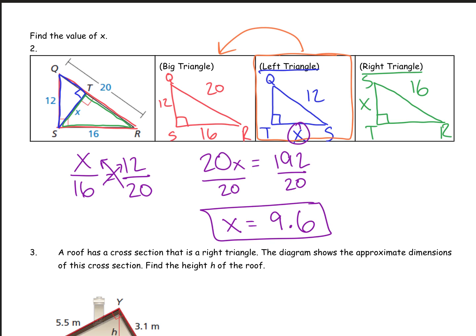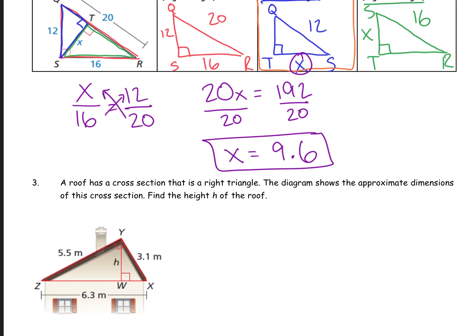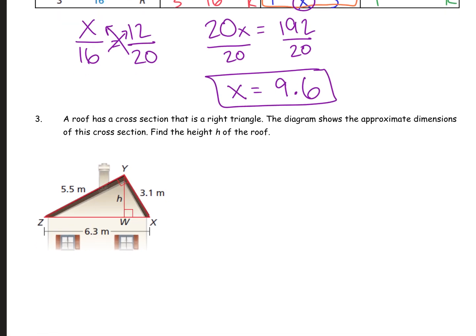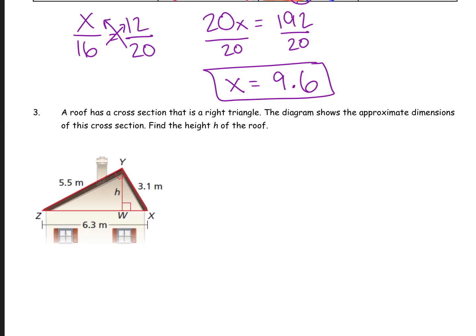So how could this possibly be useful? Depends on if you're actually curious about the size of your house. Check this out. So we actually have this real world example here. It's kind of odd, I know. But I want to do this because it's neat. It's a different kind of example and I like working with it. A roof has a cross section that is a right triangle. The diagram shows the approximate dimensions of this cross section. Find the height h of the roof.